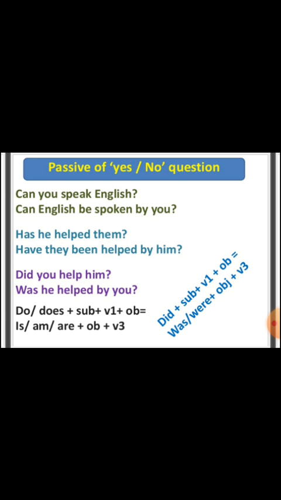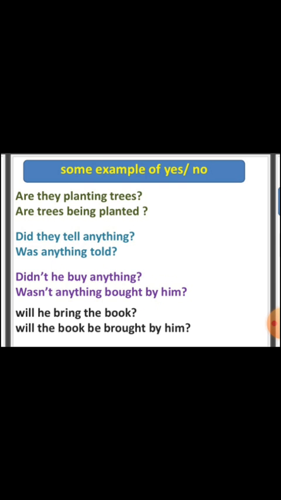When did is given, it means that it is a past tense, and in the past tense in passive voice the helping verbs was and were are used, and then the structure is object and then the third form of the verb. Some examples of yes or no questions.